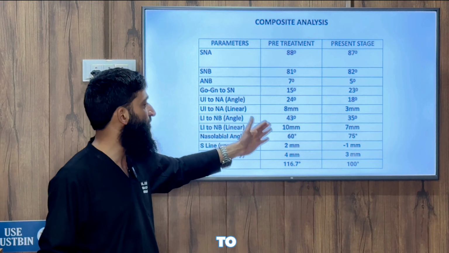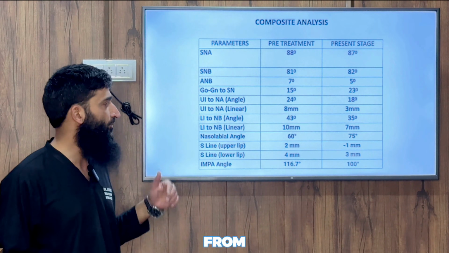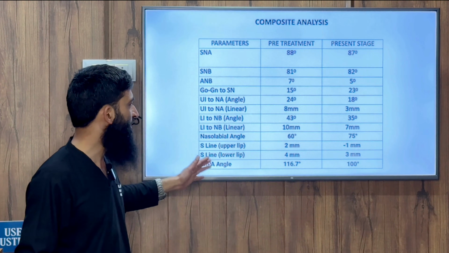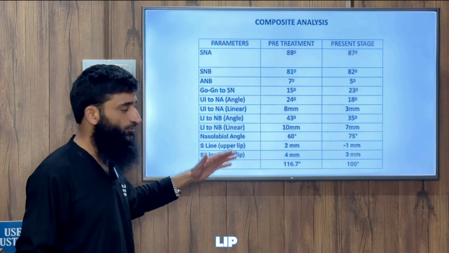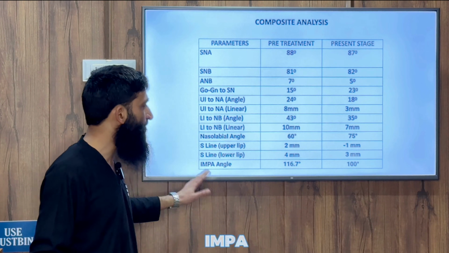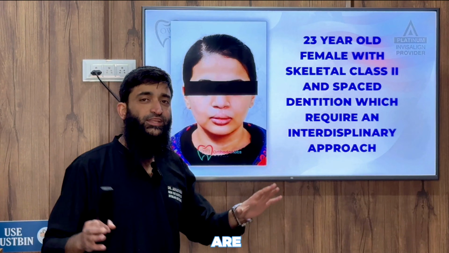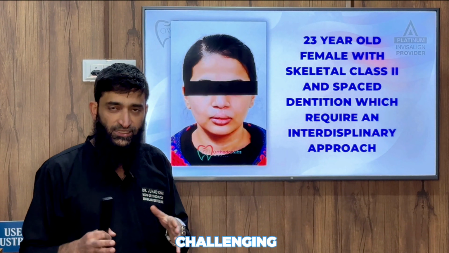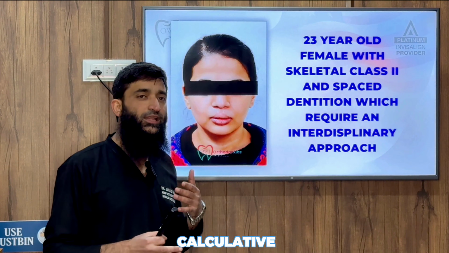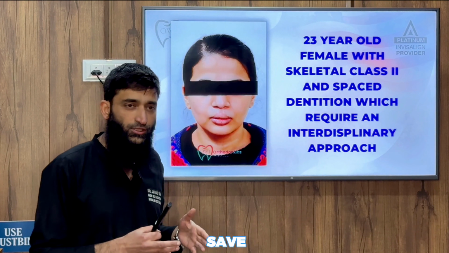Now lower incisor to NB from 10 to 7. Nasolabial angle from 60 to 75. From acute, we are trying to go to the obtuse side, 75. And upper lip, lower lip, we maintained from 4 mm to 3 mm, it got further better, and IMPA from 116 to 100 degrees. So these are the cases which are very challenging because of periodontal issues, and we need to be very calculative whether we can save the tooth or we cannot save the tooth.